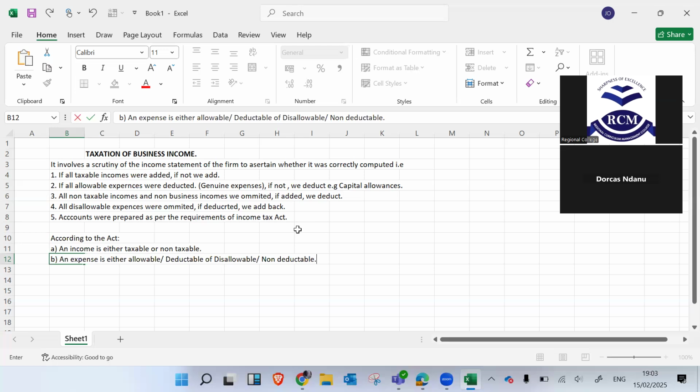Income has only two names. It's either a taxable income if it's a genuine income of the business, or it's not taxable. Expense also has only two names. It's either an allowable expense or a disallowable expense. As simple as that. So I need to know taxable business incomes.